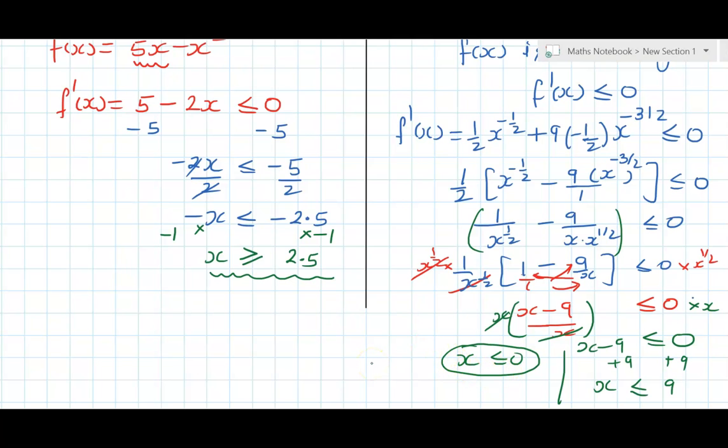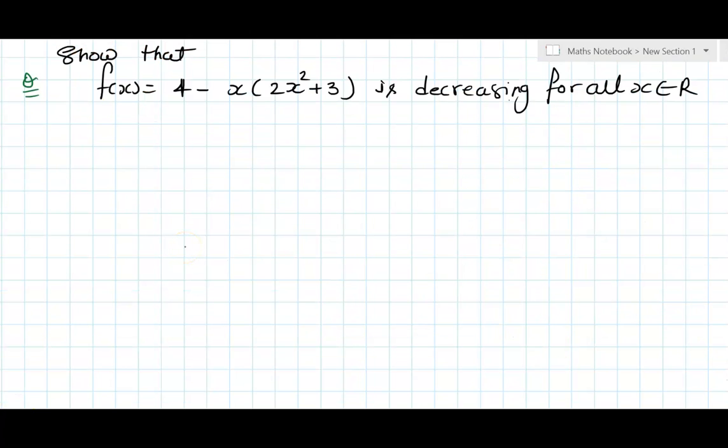Okay, so let's go for another question, and you need to practice it. Okay guys, what you need to do is solve this: show that f(x) = 4 minus x over 2x squared plus 3 is decreasing for all x belonging to the real numbers. This symbol means belongs to, and R stands for real numbers. So show that this function is decreasing for all x belonging to the real numbers. Please try this question.